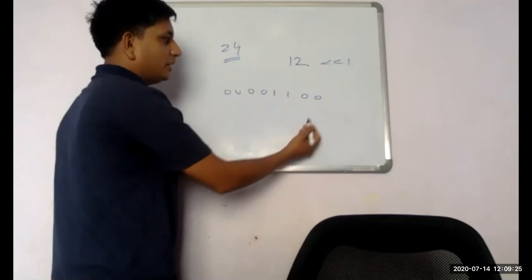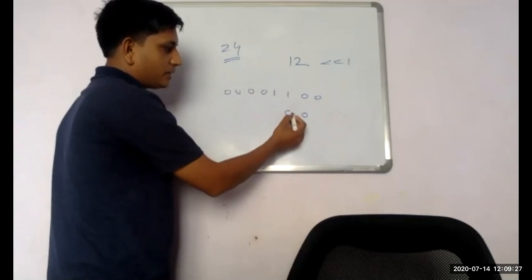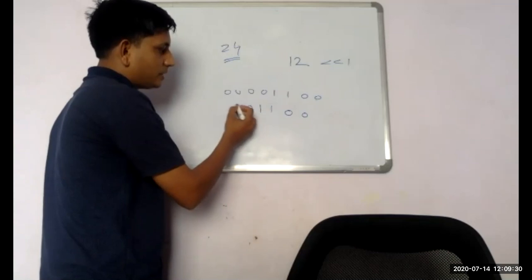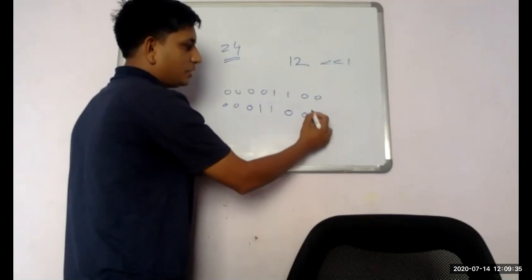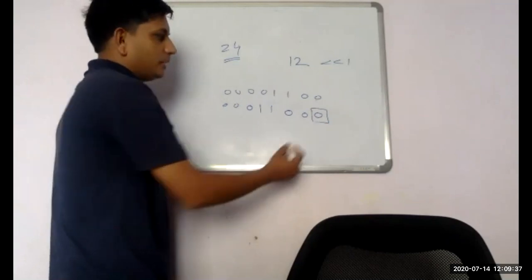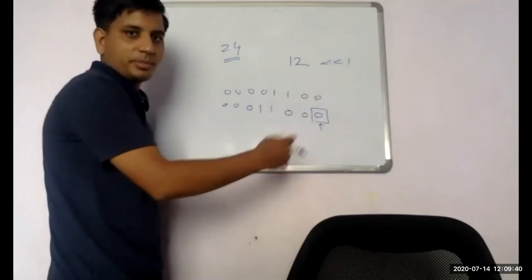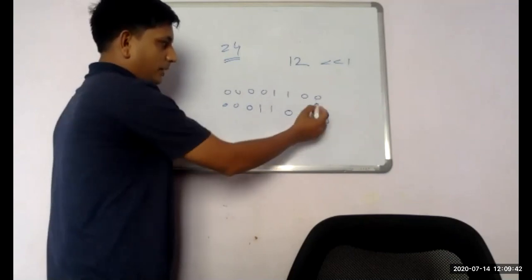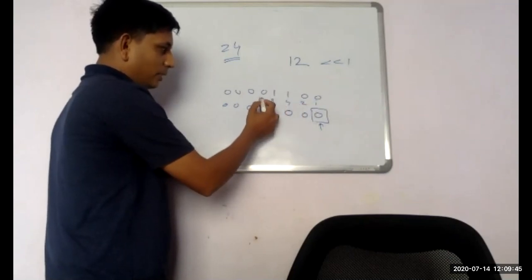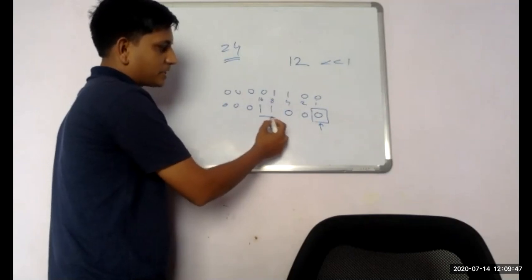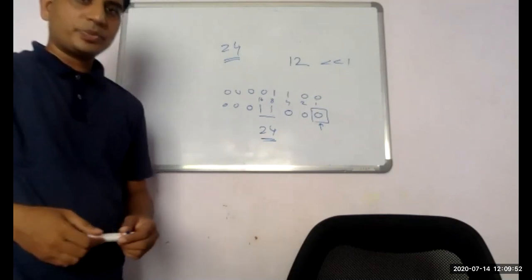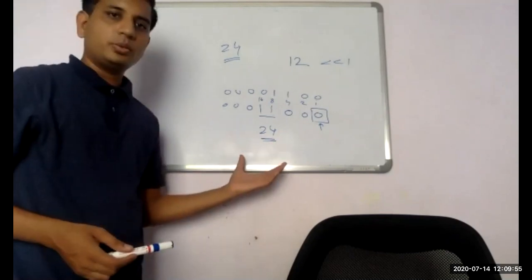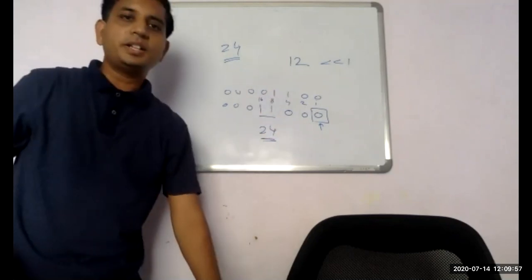So just check it here. Each bit moves one position left, and the new 0 is added at the last position. If you find the value, it is 16 plus 8, which is 24.